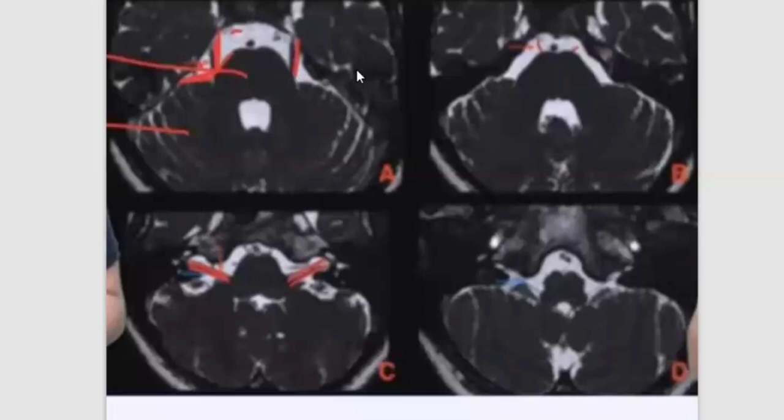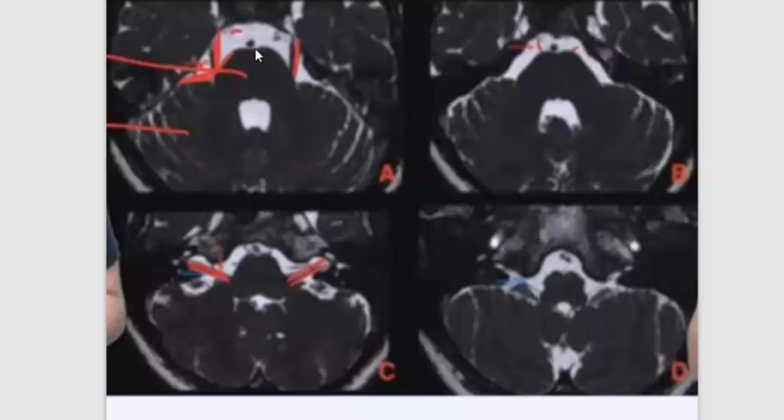The black space I have drawn here in red, this one will be black. Yes, there is a black space. That black space is the fifth nerve. And here you will have this black space that is the fifth nerve, and this is the seventh and eighth nerve going to the internal auditory meatus laterally.